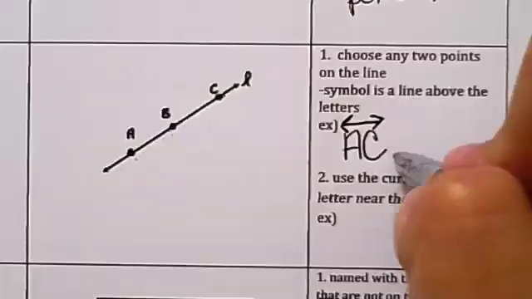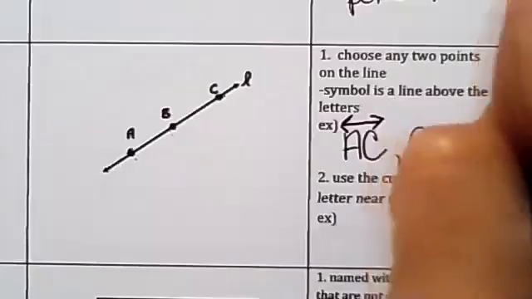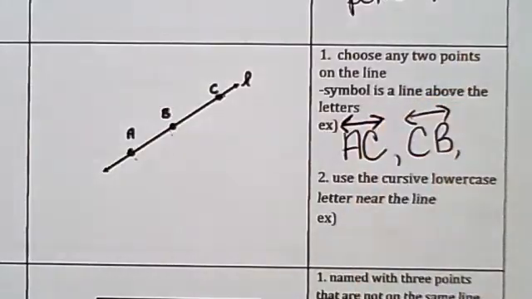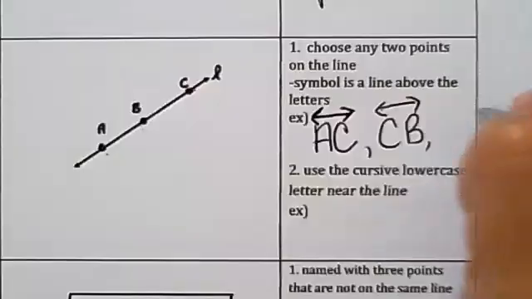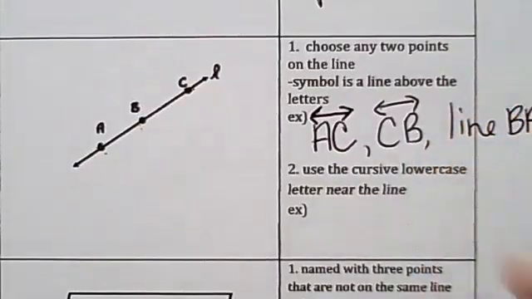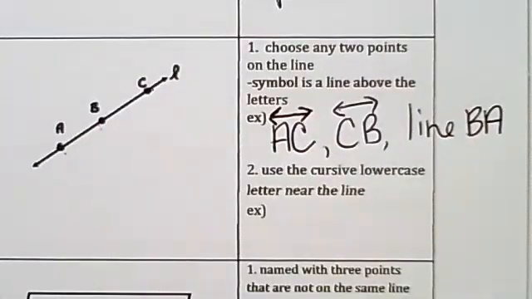So I'm going to put a couple. We could do line AC, we could do line CB. There's a bunch more. You could write the word line if you prefer that. Like you could say line BA, let's say. I usually use the symbol, but whatever works. Okay, so that's the first way we can name a line, with any 2 points that are on the line.